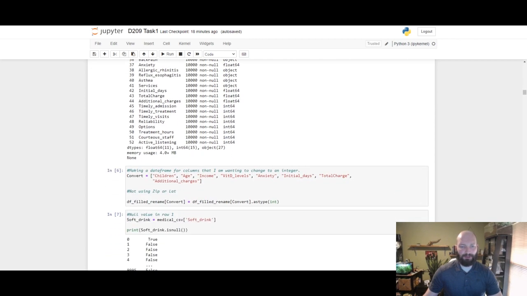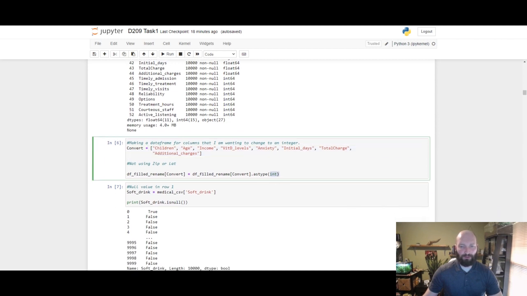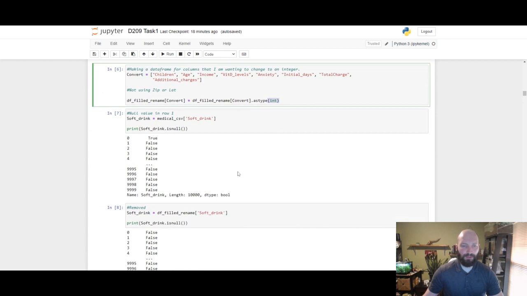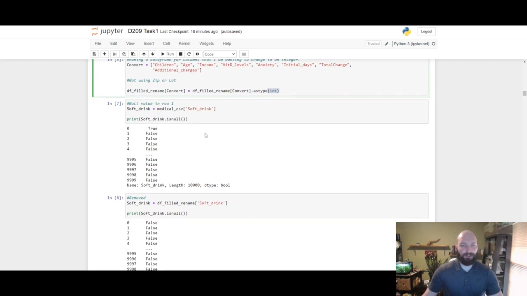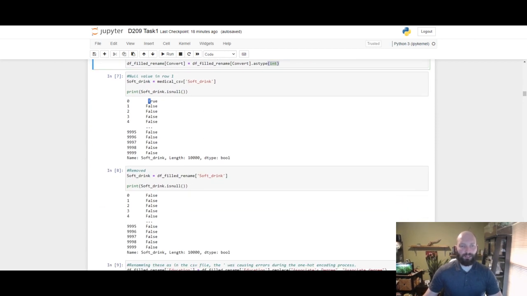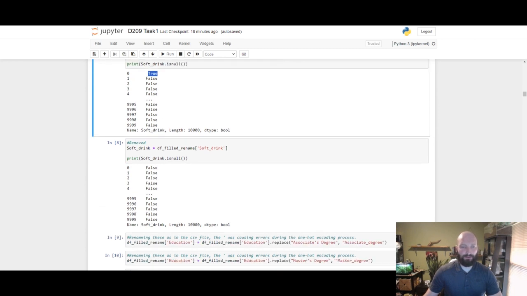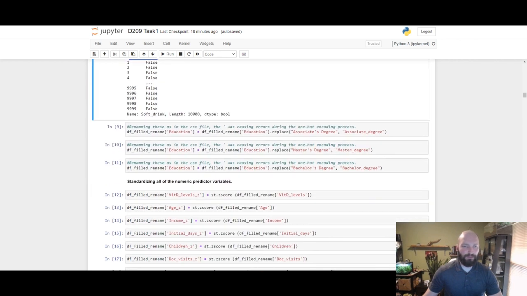So we are going to change those. These are the ones specifically that need to be changed, and we're just converting them to an integer. And here is just highlighting that the soft drink, we had a null value in the zero column, zero row, and then after we fixed it, that is gone.